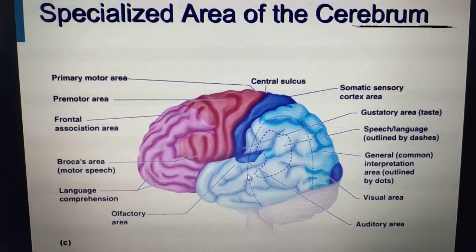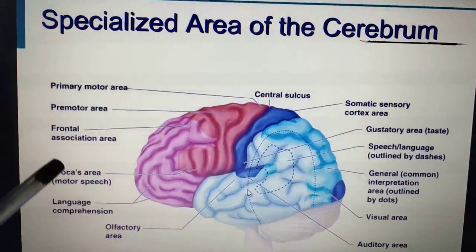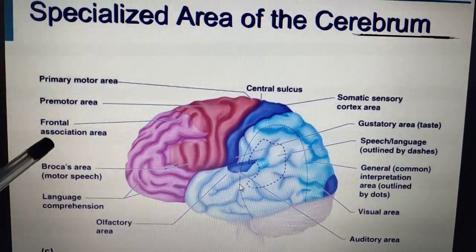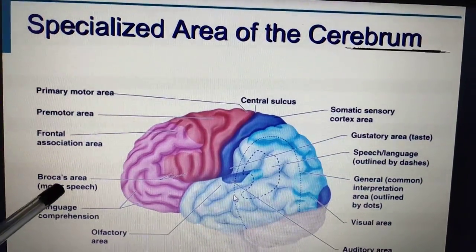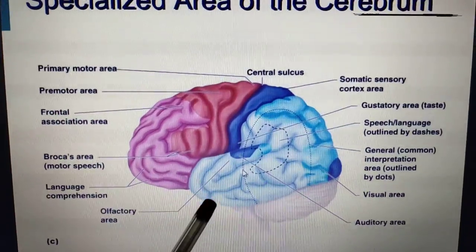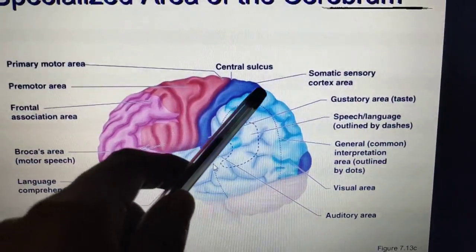So, have a review of this once again. This is the cerebrum, which carries out the motor functions, also the associated functions, and then Broca's area, mainly for speech. In this area the language comprehension takes place, and in this area we can sense smell, that we call olfactory function.